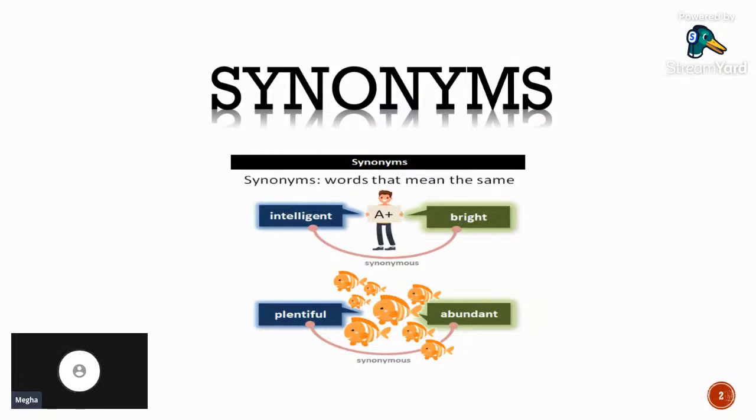Here they have given: words that mean the same are nothing but synonyms. So you can see the example also. Intelligent also means bright, correct? Plentiful also means abundant. So these can be examples of synonyms.